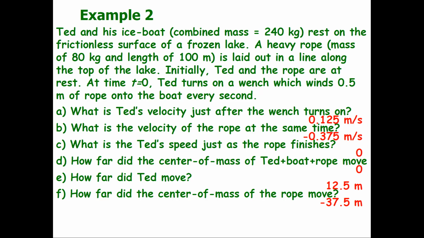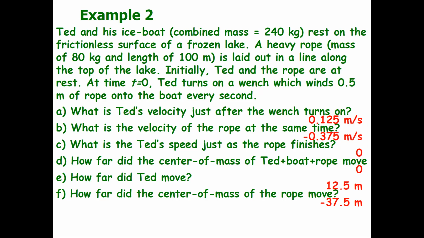So when you find the momentum of the boat, which is 240 multiplied by 0.5, you equate it to the mass of the rope multiplied by V2, which we don't know. And straight away you make V2 the subject of the formula and you get part A, which is 0.125 meters per second. Then we are saying what is the velocity of the rope at the same time.